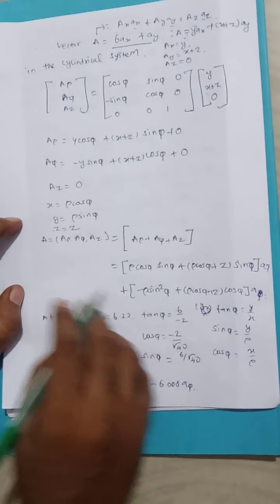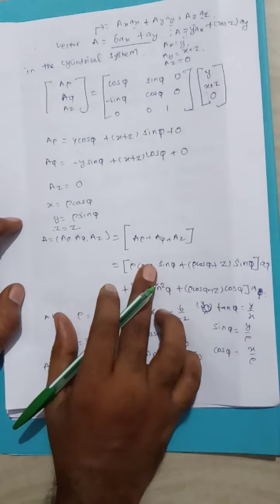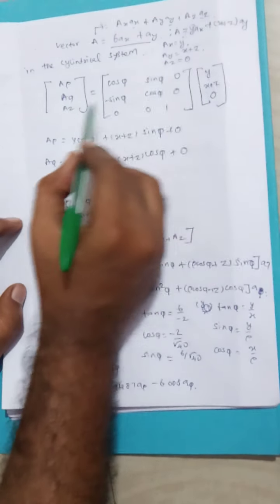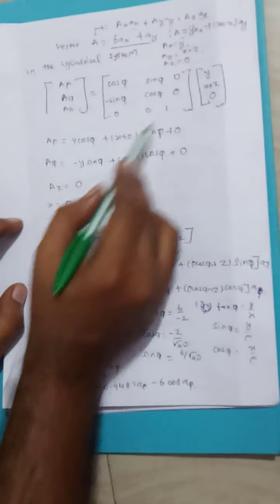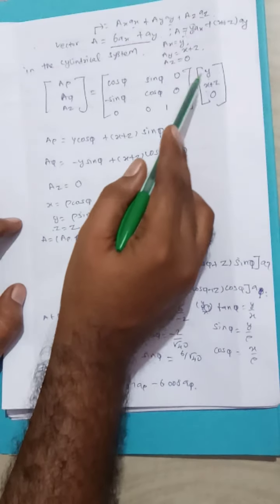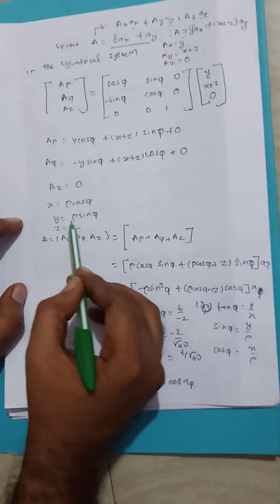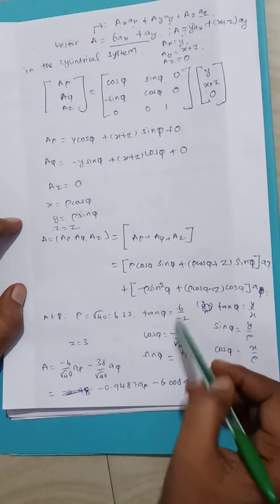So we converted Cartesian to cylindrical, okay. So this is the formula for converting Cartesian to the cylindrical system. So just we need to simplify that. So the corresponding x, y, z values, whatever you got, need to be substituted here, okay.